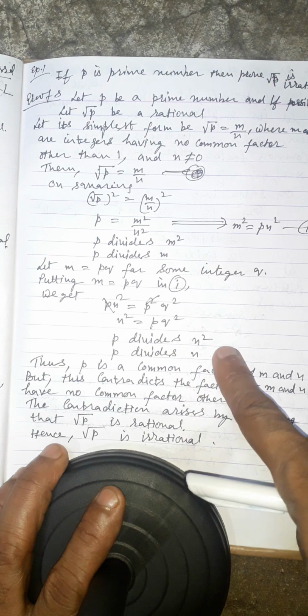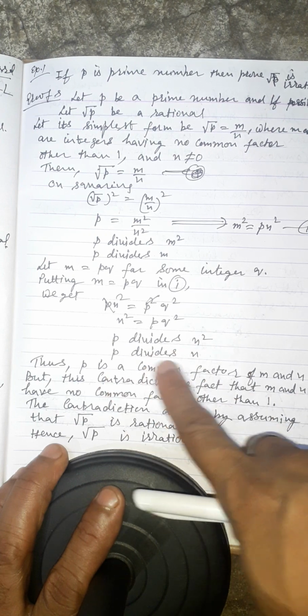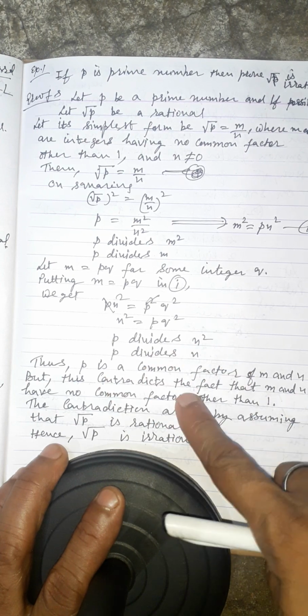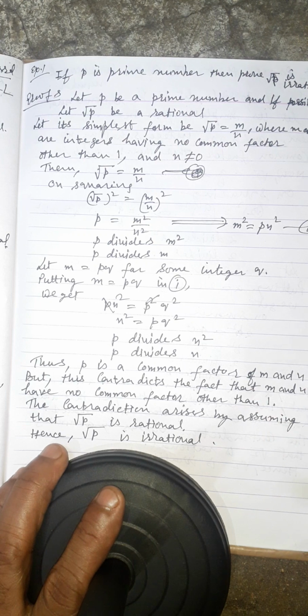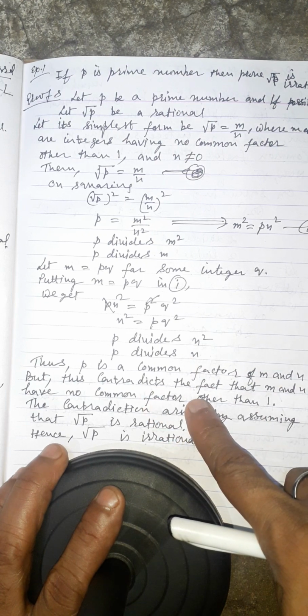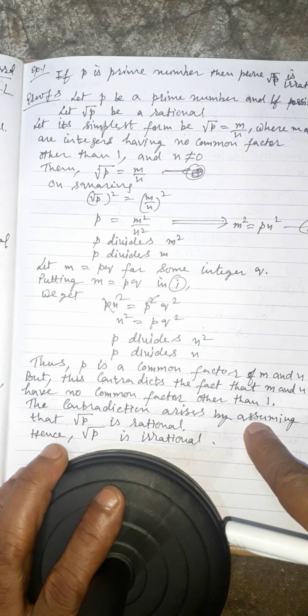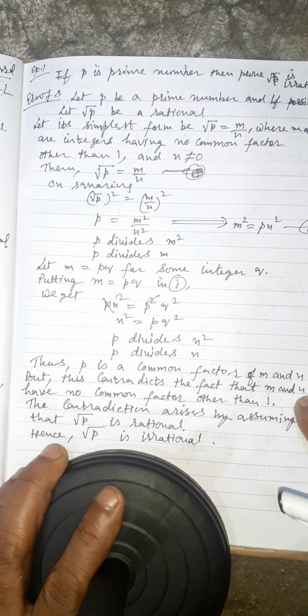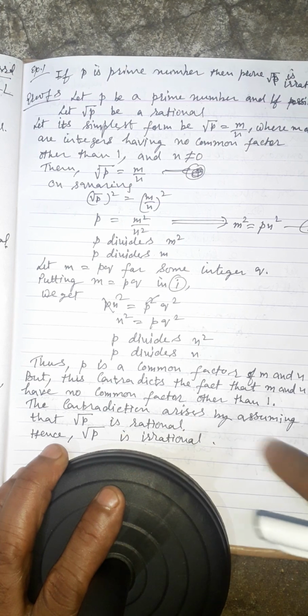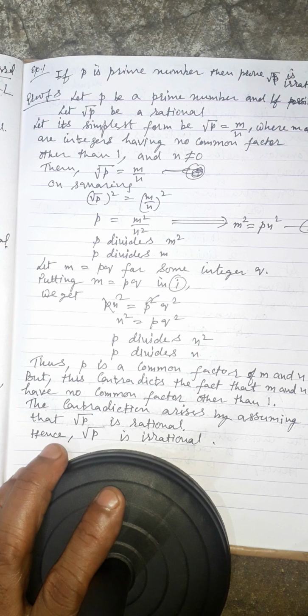P divides n square, so it also divides n. Thus P is a common factor of m and n. But this contradicts the fact that m and n have no common factor other than 1. The contradiction arises by assuming that root P is rational. Hence root P is irrational.